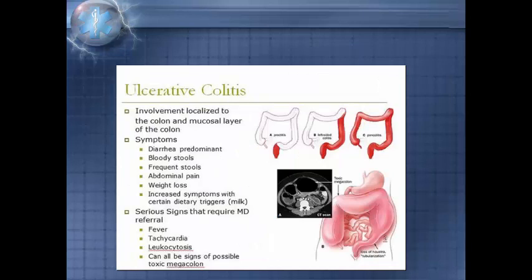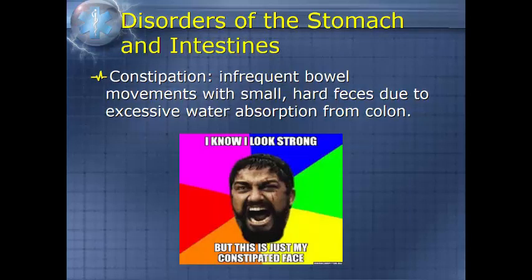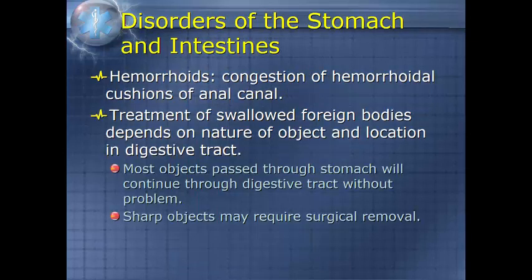Okay, your ulcerative colitis. This is where that mucosal layer of the colon actually gets inflamed and develops ulcers, and it leads to real bad diarrhea, bloody stools, abdominal pain, weight loss, that kind of stuff. And constipation, infrequent bowel movements, small hard feces. Think like rabbit poop. All right, rabbit poop is no good. You need more fiber and more fluids in your life.